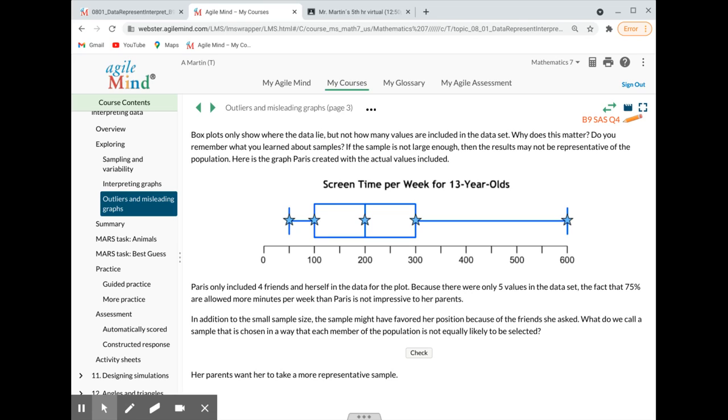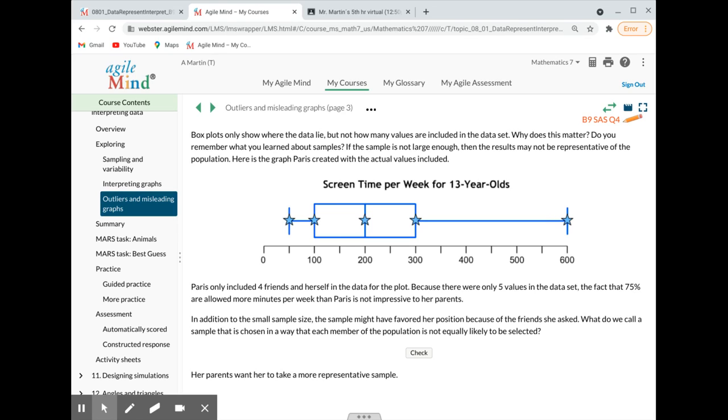Here is the graph Paris created with the actual values included. Paris only included 4 friends and herself in the data for the plot. Because there are only 5 values in the data set, the fact that 75% are allowed more minutes per week will not impress her parents. In addition to the small sample size, the sample might have favored her position because of the friends she asked.